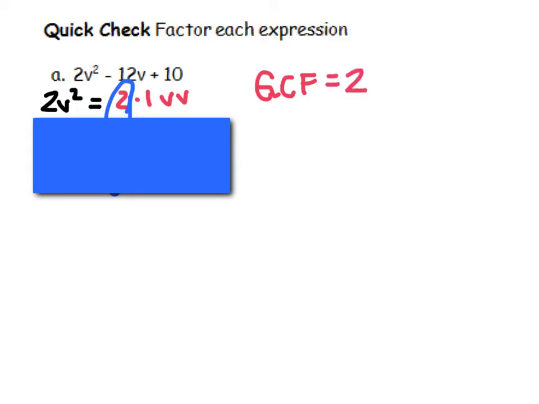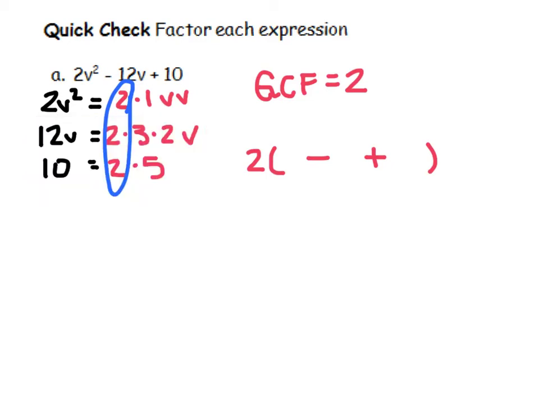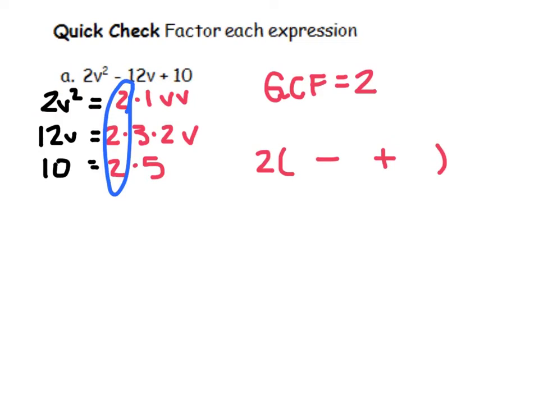So let's do our rewrite. 2 goes on the outside of the parentheses. I have a minus and a plus. That's from the original problem. What did we not circle? I have a v squared first, a 2 times 3, 6v, and finally a 5. Now I'm going to label my A, which technically would be the number 1, B, negative 6, C, positive 5.